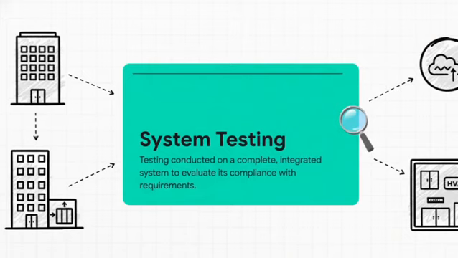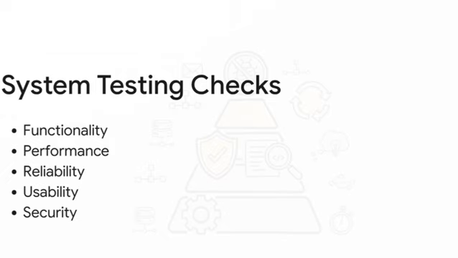The goal is to answer one big question. Does this entire system meet all the requirements we set out at the beginning? Do the elevators work? Does the plumbing work? Does the security system actually secure the building? We're looking at the finished product. And that inspection is about more than just, does it turn on? We're asking bigger, more important questions.